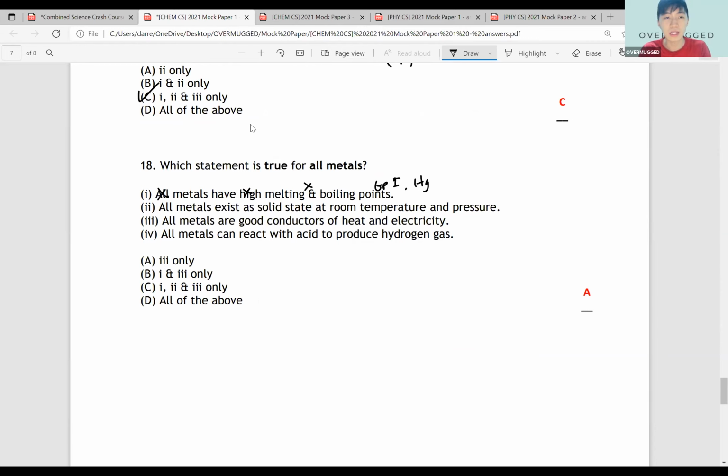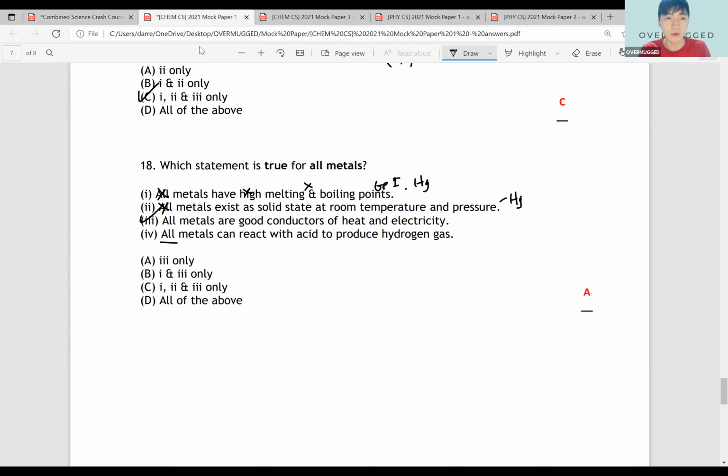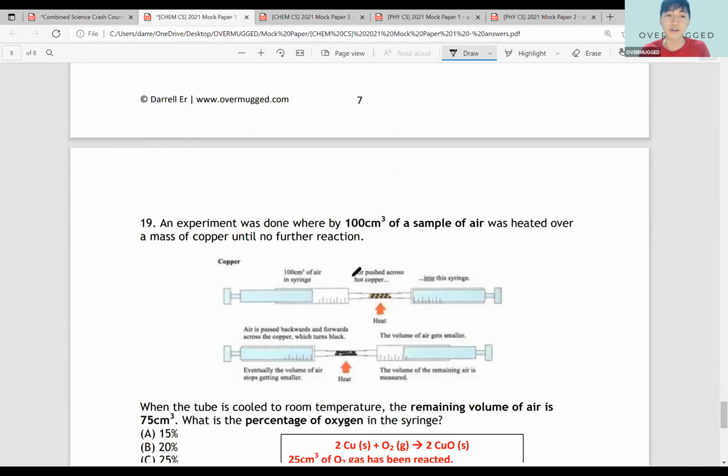Do all metals exist in the solid state? Not true, because there is mercury. Mercury does not exist as a solid at room temperature and pressure. Are they good conductors of heat and electricity? Yes. Do they react with acid to produce hydrogen gas? Do all metals? Remember earlier we went through the reactivity series. Do you notice here, this is called unreactive metals? So copper, silver, and gold are unreactive metals and they do not react with acid. Most metals do, but not all metals. So once again, this is not true. Therefore, the answer should be A. We cannot assume that all metals, because most doesn't mean all.